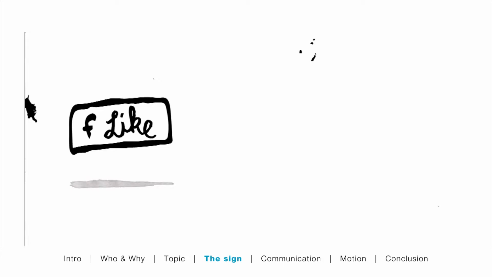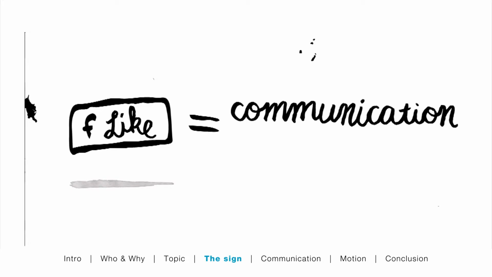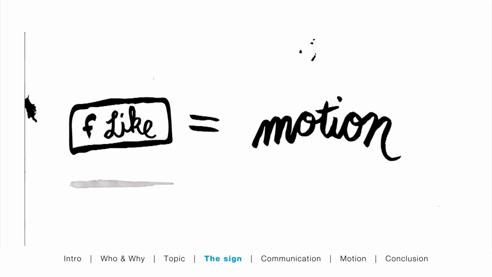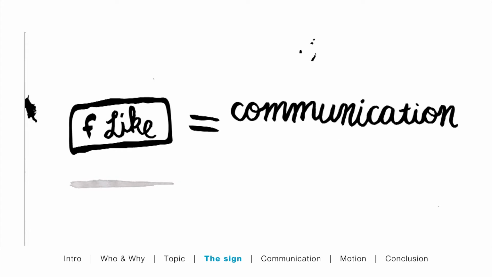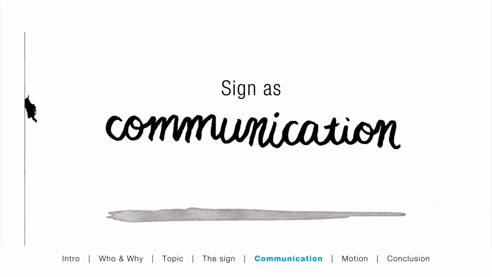For instance, on one level, Facebook's like button represents communication, impacting behavior. On another, it is acted upon and conveys motion. So let's look at how this works by first looking at how it acts as communication.